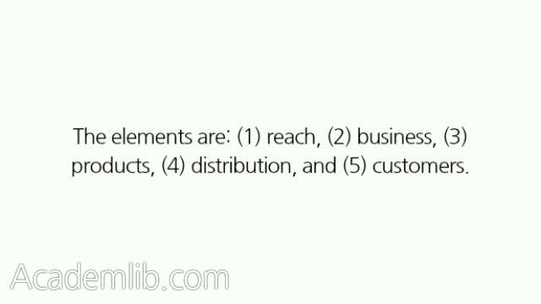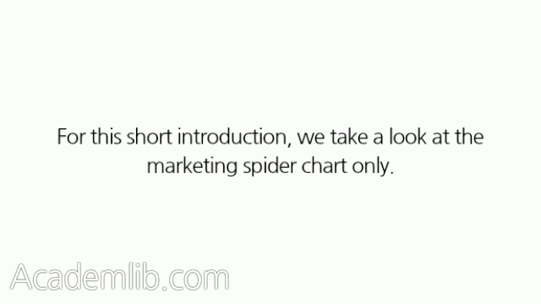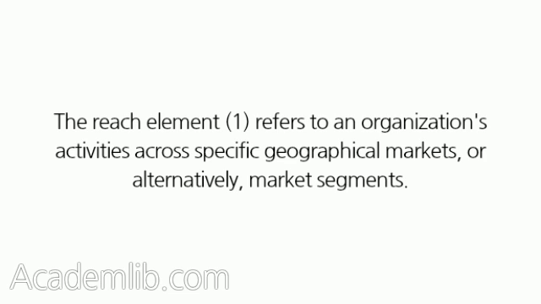The elements are 1. Reach, 2. Business, 3. Products, 4. Distribution, and 5. Customers. For this short introduction, we take a look at the marketing spider chart only. The reach element, 1, refers to an organization's activities across specific geographical markets, or alternatively, market segments.